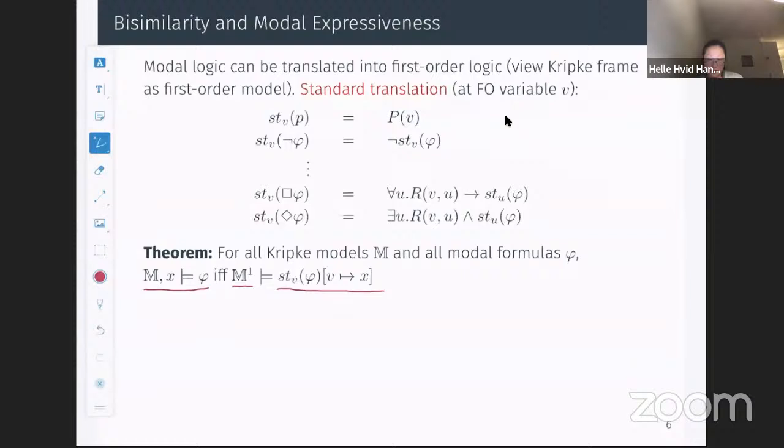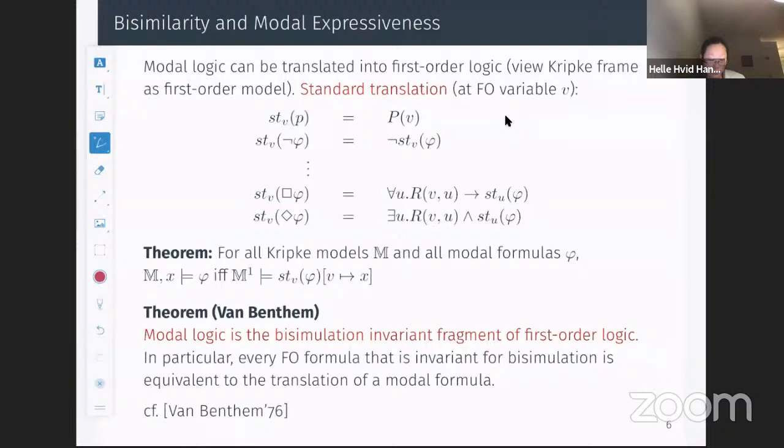Okay, so one of the fundamental results in modal logic is what is called the van Benthem theorem. And it basically says that modal logic is precisely the bisimulation invariant fragment of first order logic. So in one direction, it's clear, right? If you have a modal formula, then it is of course invariant for bisimulation, right? This is what the previous theorem that we saw in the previous slide is saying.